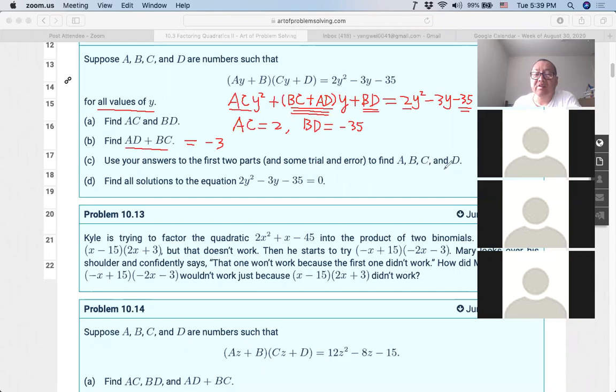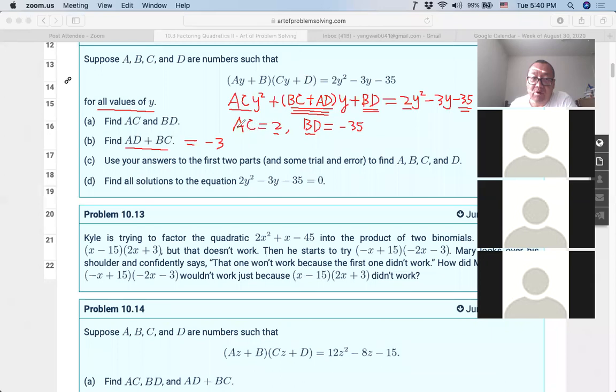B, C, D. Okay, we already know A times C should give us 2, and B times D gives us -35, and AD plus BC equals -3. Then they ask you to find out what A, B, C, and D are. So my suggestion is you always do it this way.